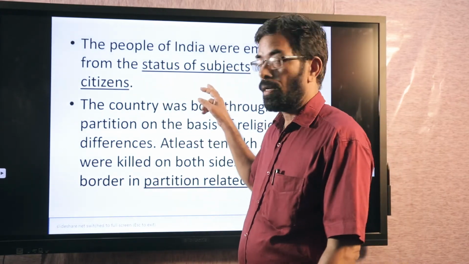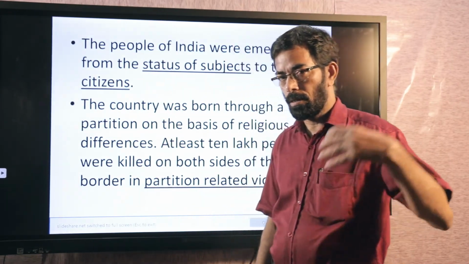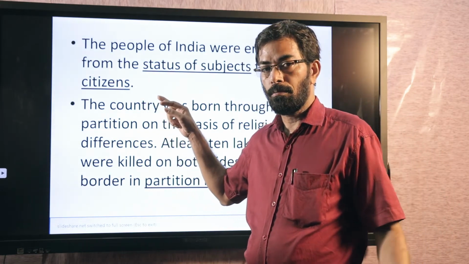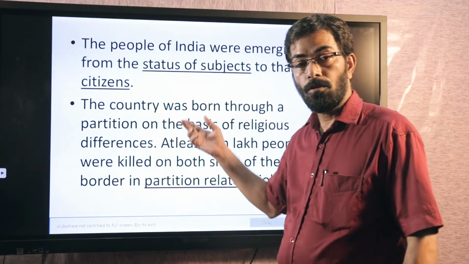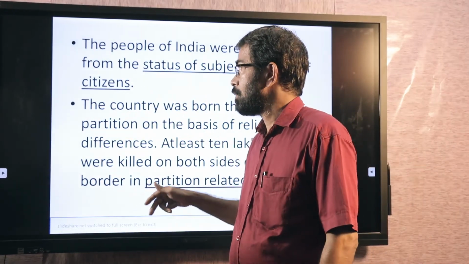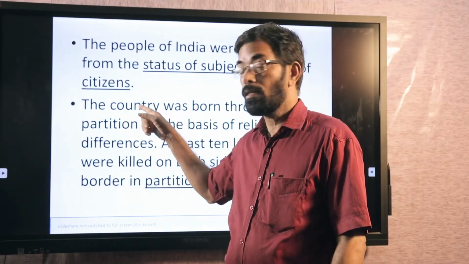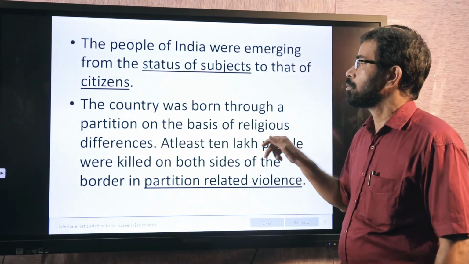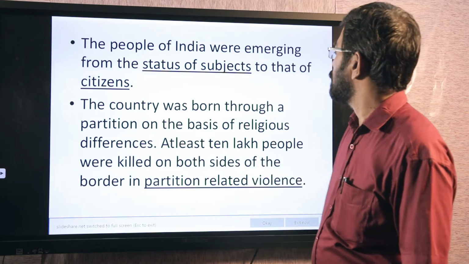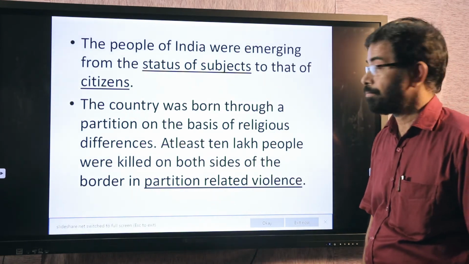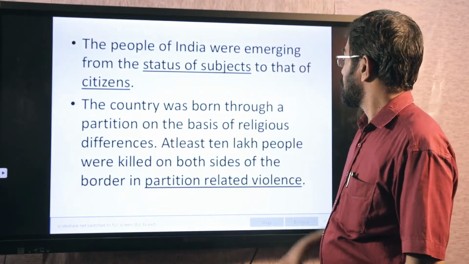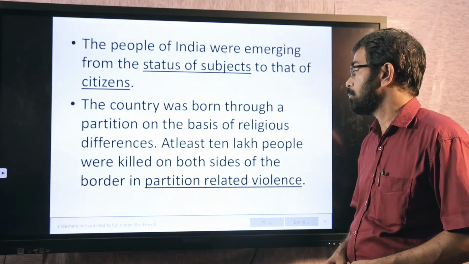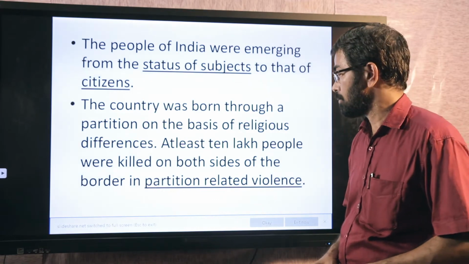Indian citizens were like subjects. Earlier they were subjects under monarchy. Later they were subjects under British rule. Now, after the formation of the Constitution, they virtually became the citizens of a country. The country was born through a partition on the basis of religious differences. At least 10 lakh people were killed on both sides of the border in partition-related violence.